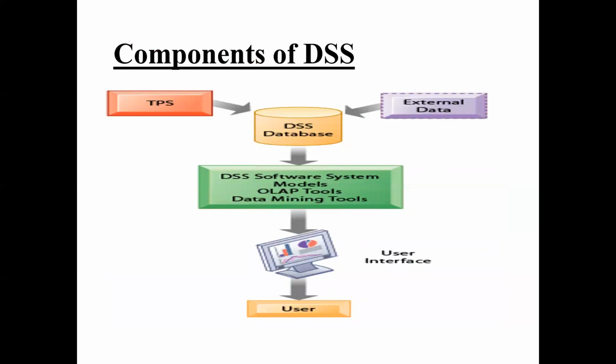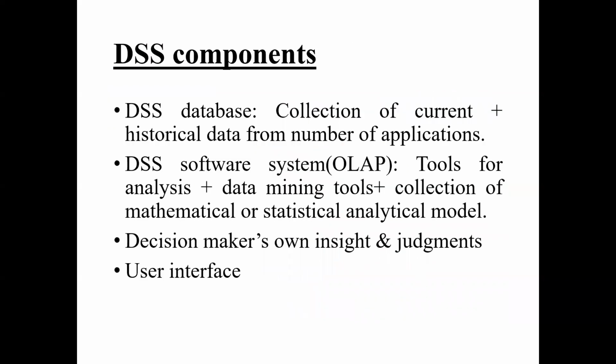Now, what are the components of DSS? See here, you can see this is the DSS database. Then it is database, DSS software system, models you apply on that. Then this is the user interface and this is the user. These are the main four components: DSS database, DSS software system, user interface, and user. Now, a DSS database.